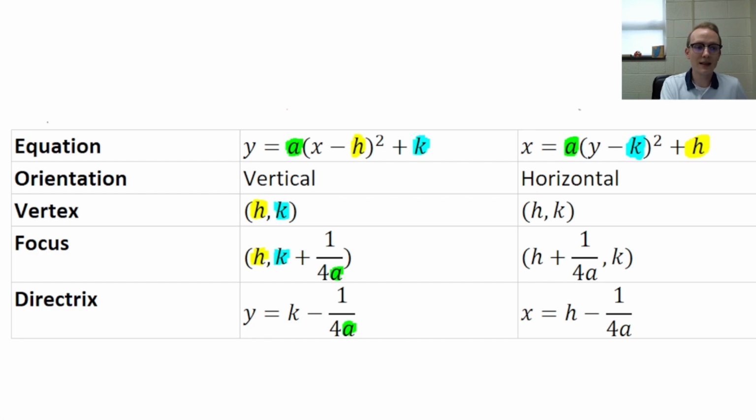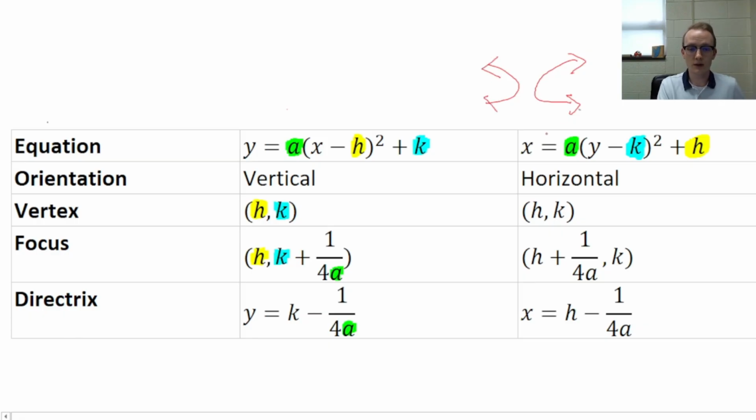Now, the standard parabola, this one right here, if a is positive, it's going to open to the right. Okay, so if a is positive, it opens to the right. If a is negative, then it opens to the left and kind of looks like this. Okay, so just like how a in the vertical parabola reflects it over the x-axis, a reflects it over the y-axis now and will open it to the left.